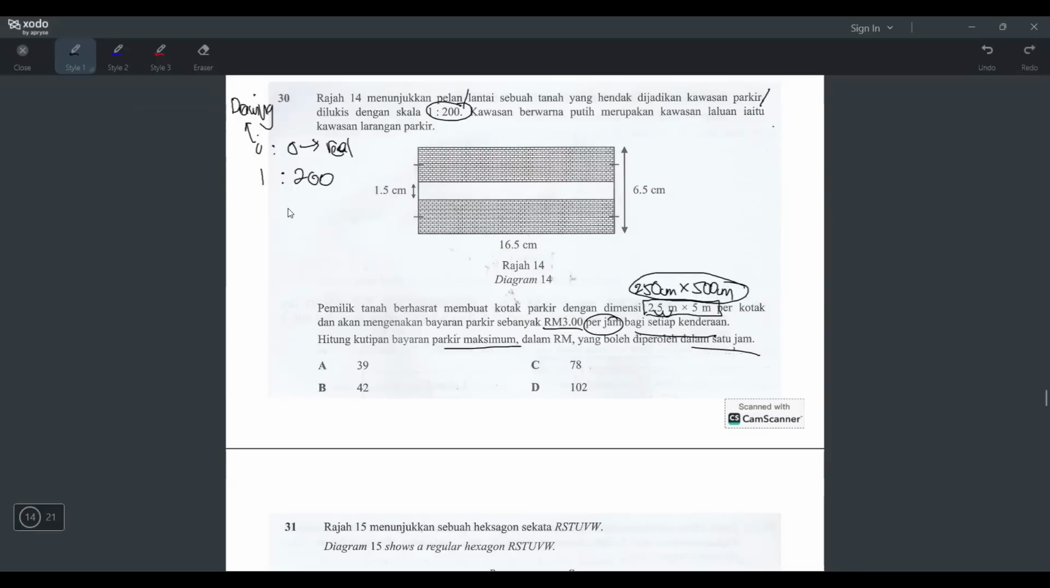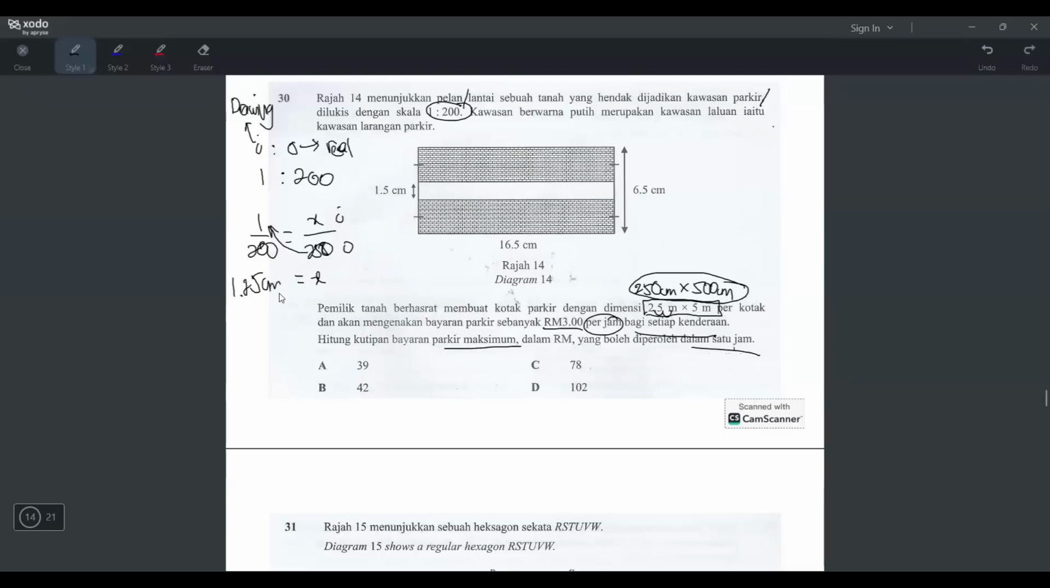So we can actually use this formula. 1:200 means 1/200. And since this is the actual size of the parking, I will put it at the object. And the formula is image divide object. So this is the object, the real size. So the 250, I'll put it here. And the image, I don't know, I'll just call it X. So how to find X? You just move it up, it becomes 250 times 1/200. It means 250 divide 200. So I get 1.25. And automatically it is in cm.